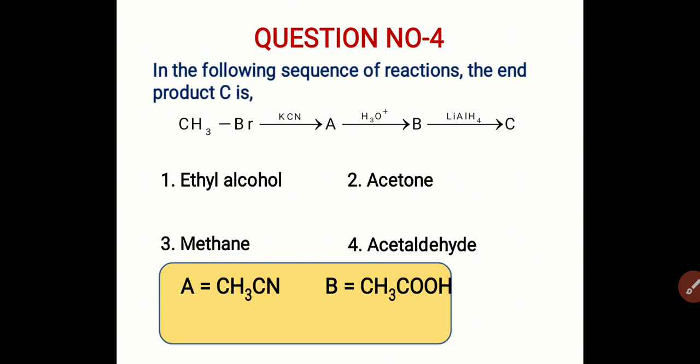Then remember, lithium aluminum hydride is given, right? When this carboxylic acid undergoes reduction in the presence of lithium aluminum hydride, you are going to get the product ethyl alcohol. Hence the answer for this question is 1.